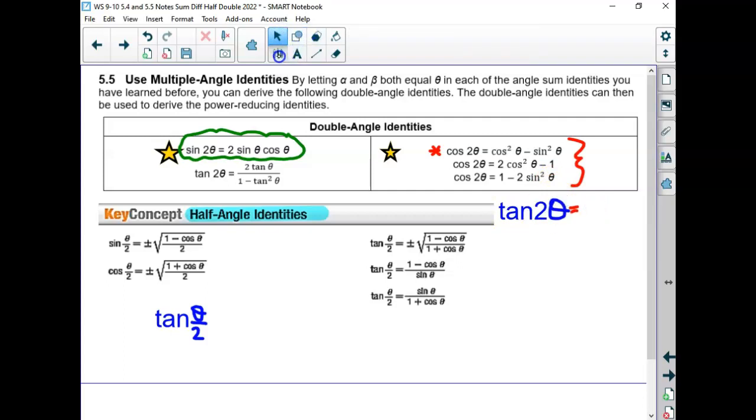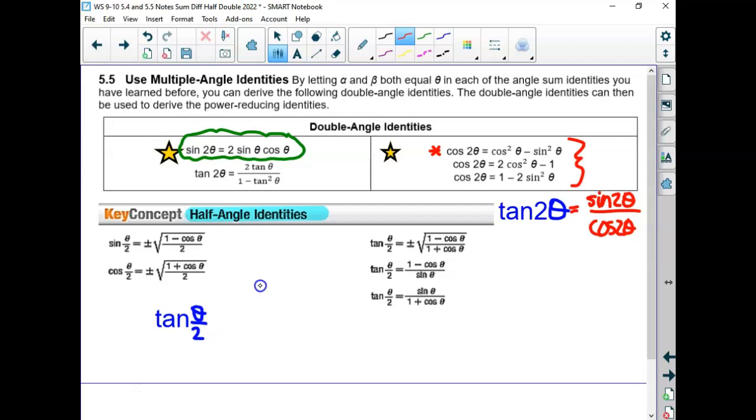And I don't care if you write this on your reference sheet, you're not going to get to use this one anyway, but it's also equal to the sine of 2 theta over the cosine of 2 theta. Does that make sense, guys, that tangent equals sine over cosine? So the tangent of 2 theta is also the sine of 2 theta over the cosine of 2 theta.